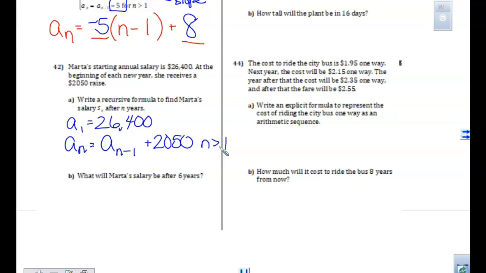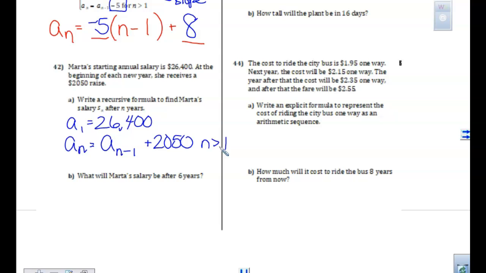Okay. So now we are going to go, Kyrell, to the explicit formula to help us for this one. Because we could add on 2,050 to this one. We could do it how many times? Because this one isn't too bad, right? How many times do they want us to do it? For 5. Yeah. So if I wanted to figure out for 6 years, what could I just kind of be thinking in my head if I didn't want to write out an equation? I could start with this 26,400 and do what?